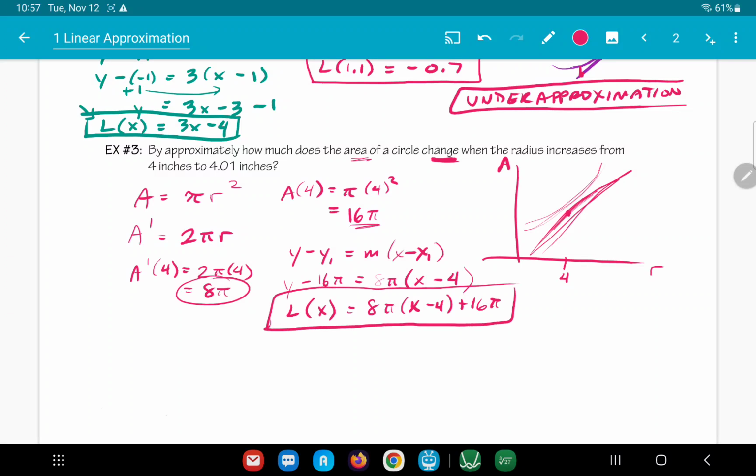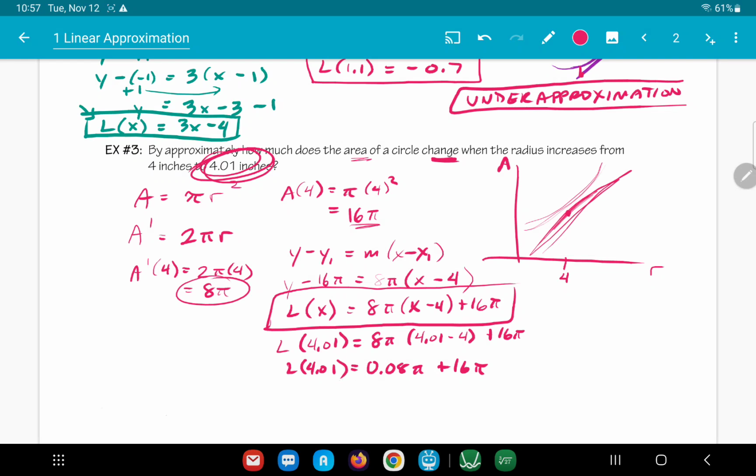That way it'll be a lot easier, because what we need to do is actually figure out what is that area when it's actually 4.01 inches, right? So let's go ahead and plug in 4.01. 4.01 will give us 8 pi times 4.01 minus 4 plus 16 pi. 4.01 minus 4, that'll give us 0.01. So you're talking 0.08 pi plus 16 pi. Okay? And that's the value at 4.01.